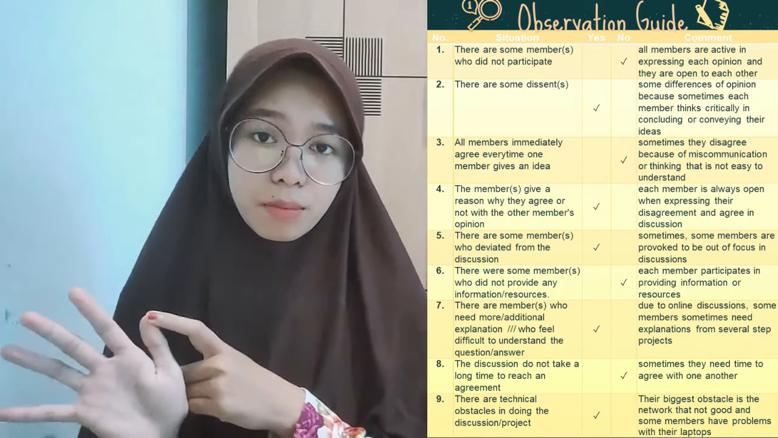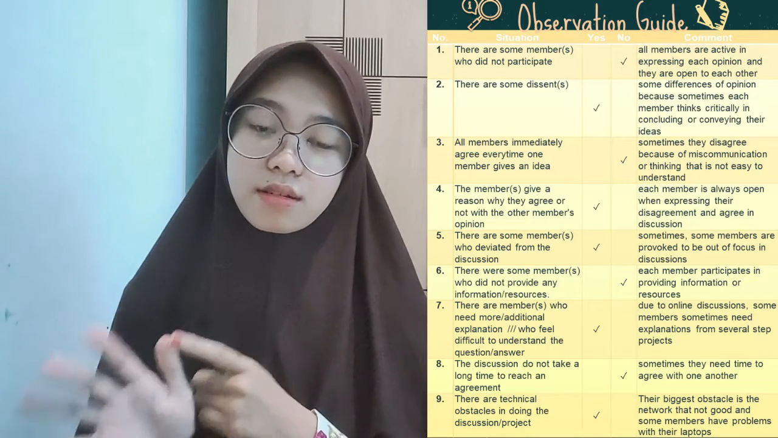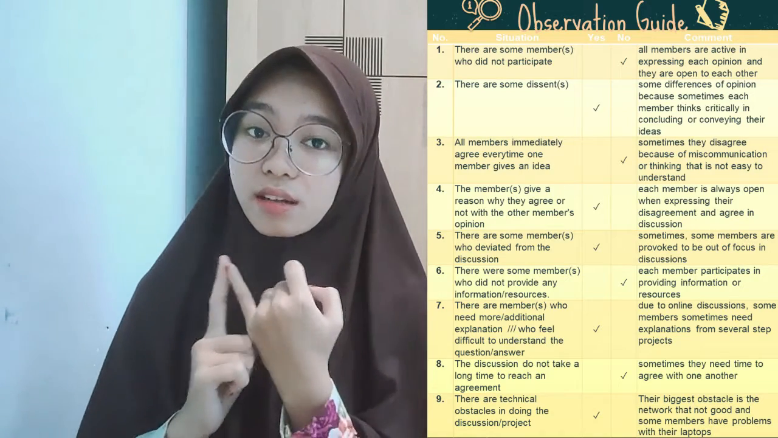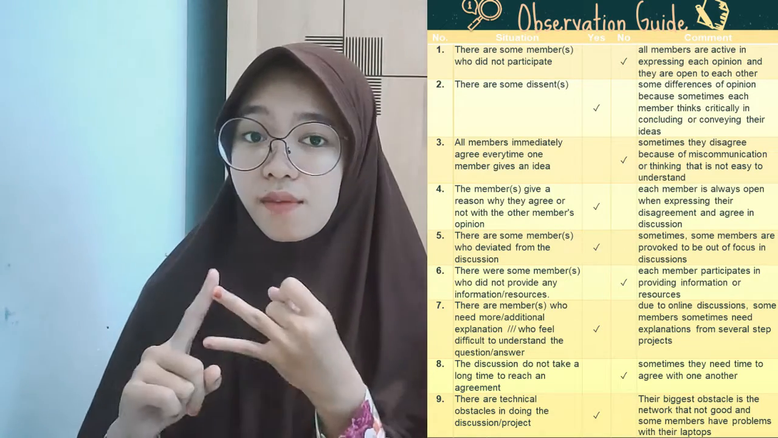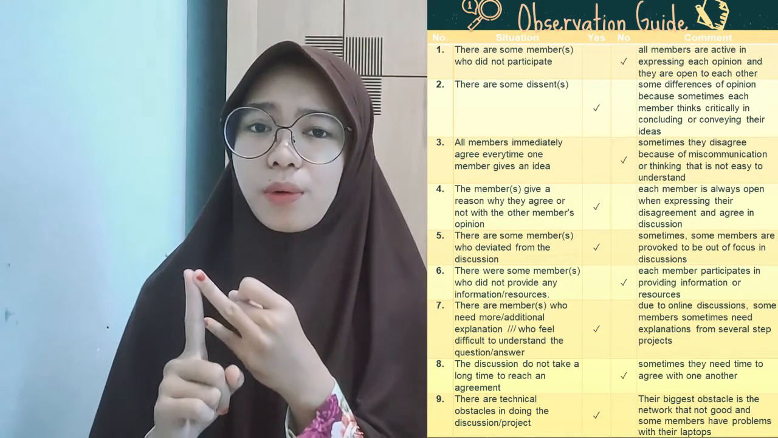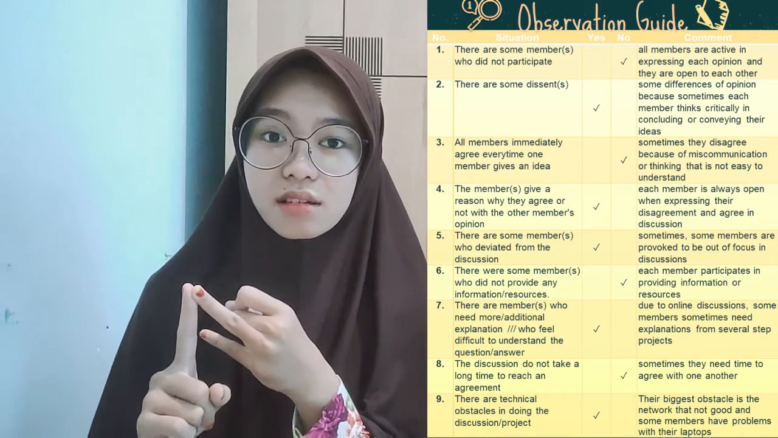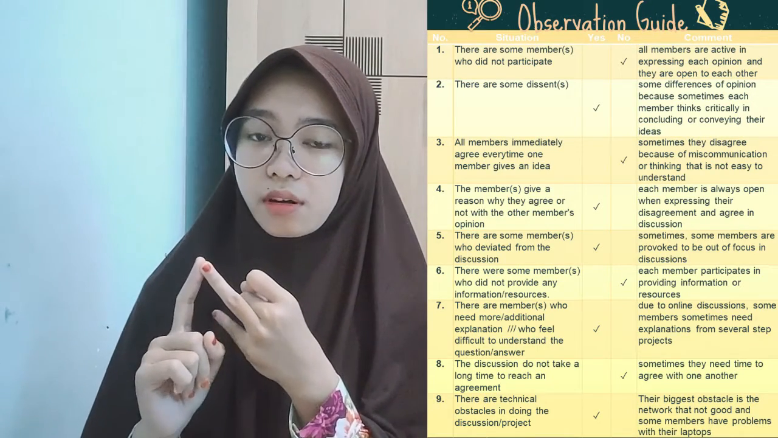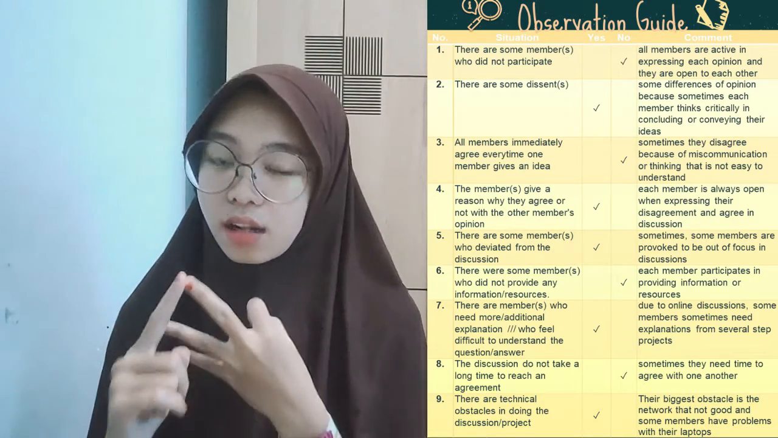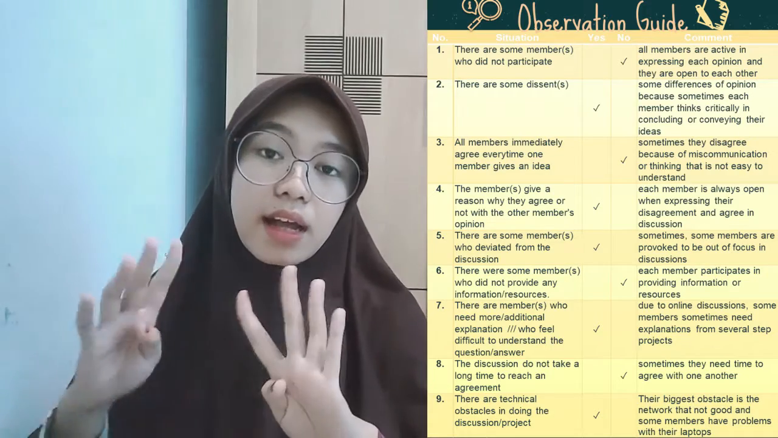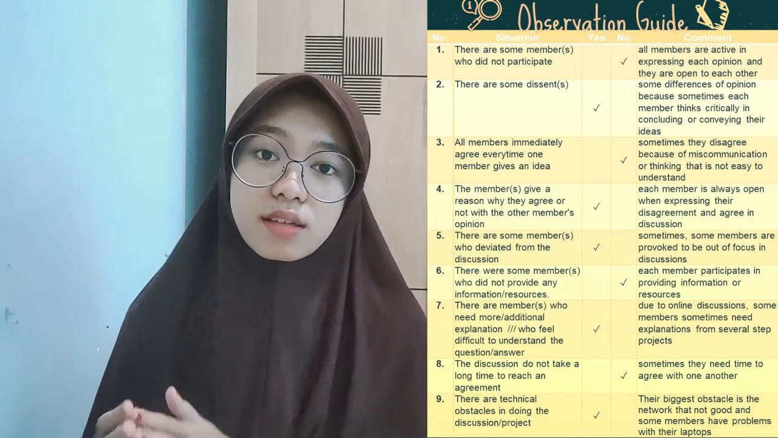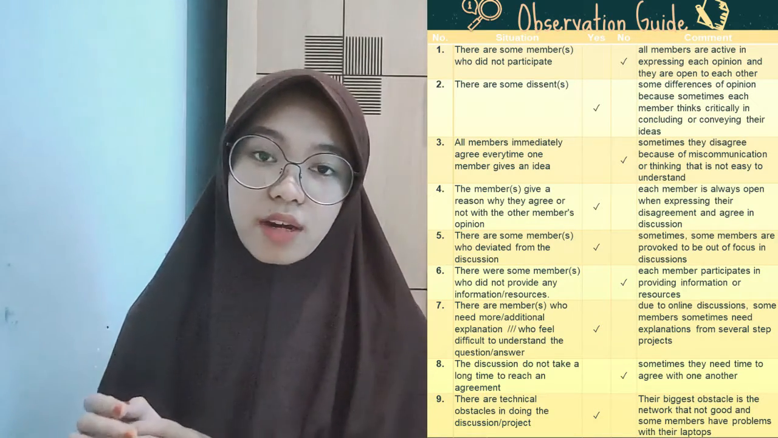Fifth, there are some members who deviated from the discussion. Sixth, there are some members who did not give any information or resources. Seventh, there are some members who need more additional explanation or feel difficult to understand some questions or some answers. Eighth, the group does not take a long time to reach an agreement unless there are technical obstacles or technical problems in doing the discussion or the project.